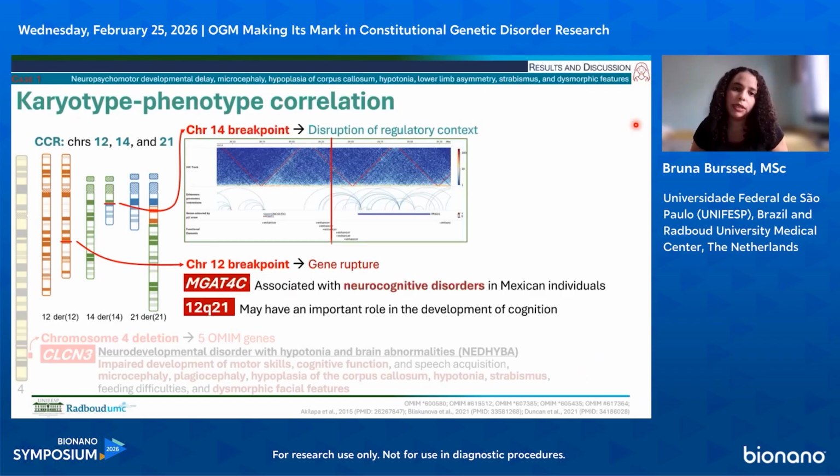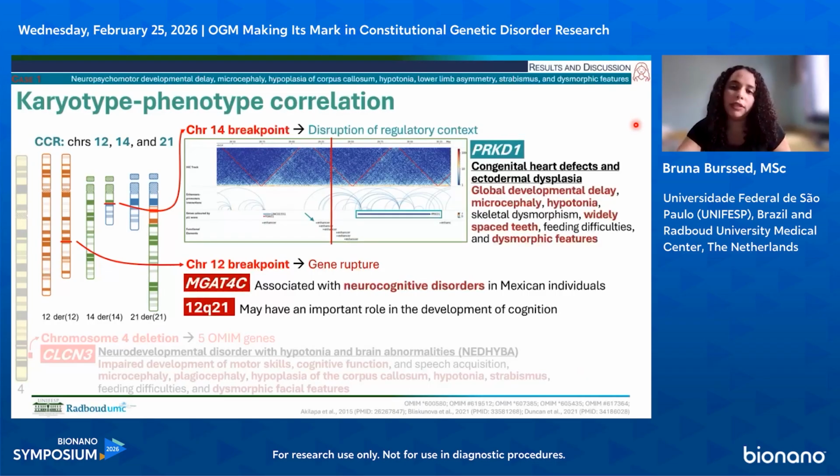Another interesting breakpoint is the one in chromosome 14, where we have the disruption of the regulatory context. Here we can see the enhancer-promoter interactions between the genes and the enhancers. And here we have the PRKD1 gene, where the breakpoint is impairing the relation with an enhancer. This gene is associated with congenital heart defects and ectodermal dysplasia, which is associated with phenotypes including dysmorphic features that are present in our case. Therefore, these 3 genes could explain at least part of the phenotype.